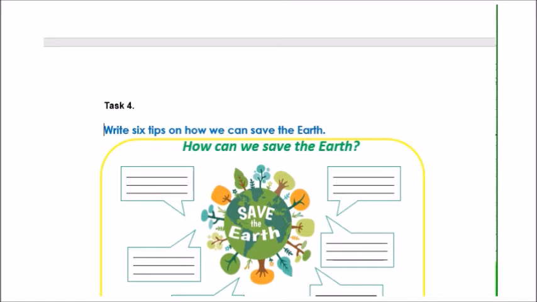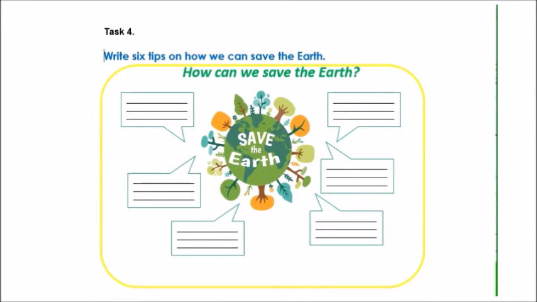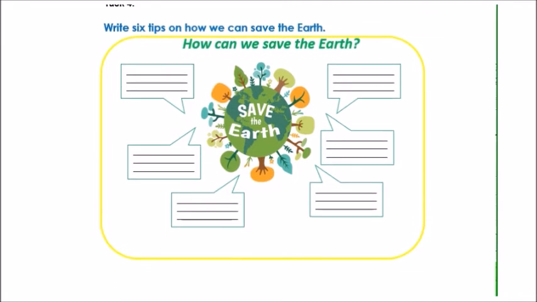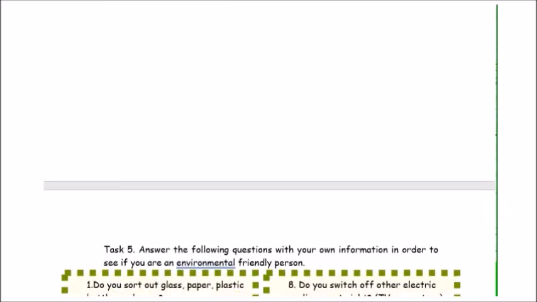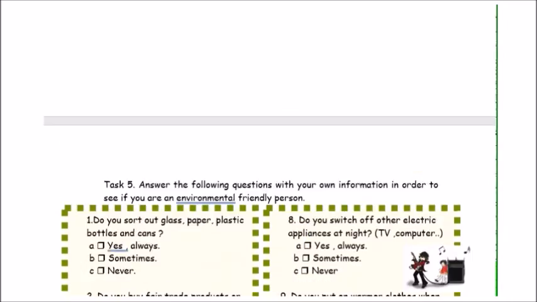This is task number 4. Write 6 tips on how we can save the earth. How can we save the earth? I want you to write 6 tips, 6 things that we need to do in order to save the planet, save the earth. Okay?